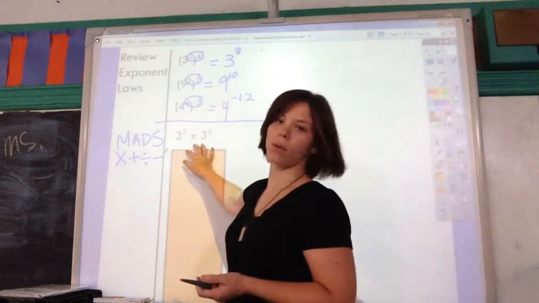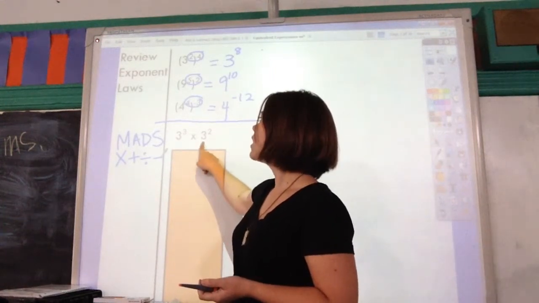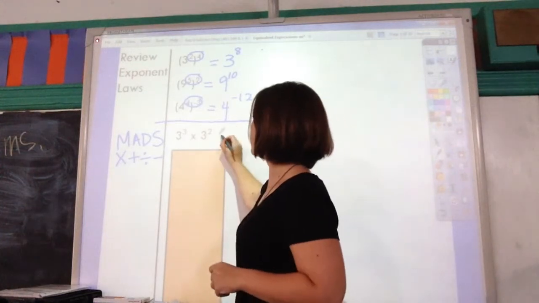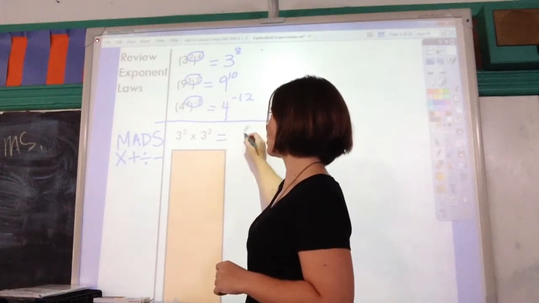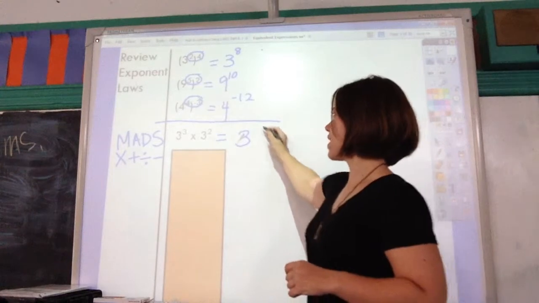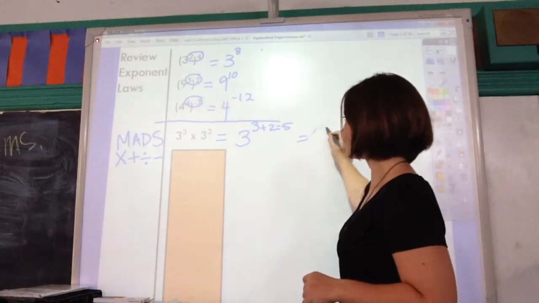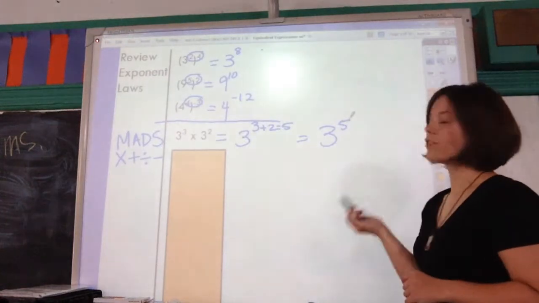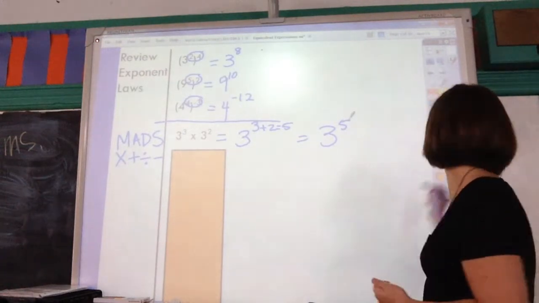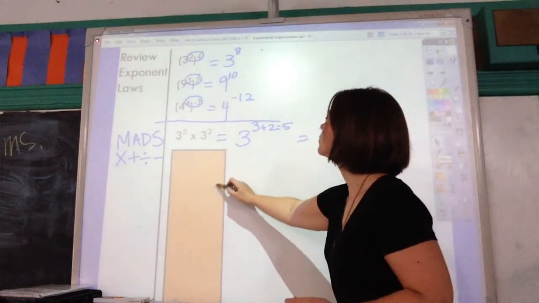So in this problem, I have a common base of 3, and I can see I'm multiplying. So I'm going to keep my base the same, keep the 3, and then add my exponents. 3 plus 2 equals 5, so this is 3 to the 5th. My pen is your pen. Let's look at another one.